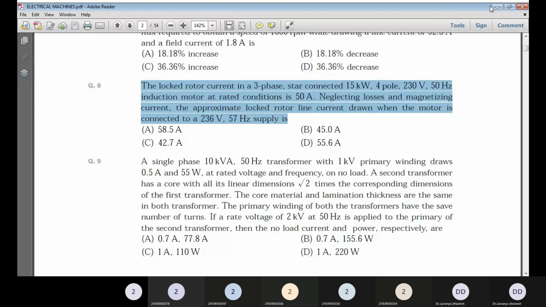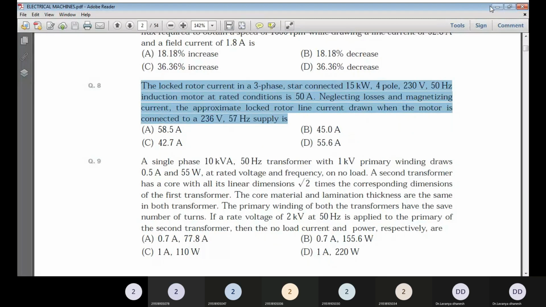Find out I2 dash. So 50 divided by 2 dash, equal to... you will be having the two voltages. So 230 divided is the other voltage, 236. Another voltage is 236 into, we have two frequencies. So substitute the frequency: frequency 50 divided by 57. That's all. So when you solve this expression, you will get I2 dash.